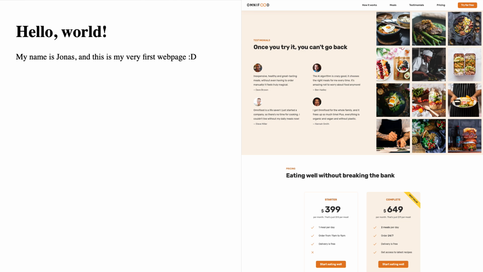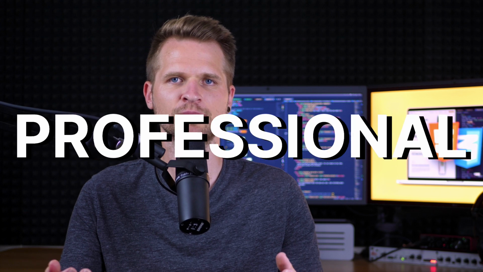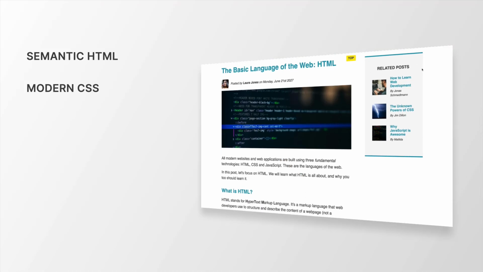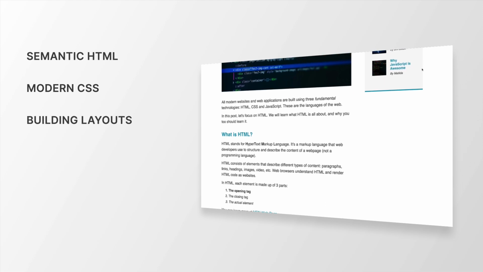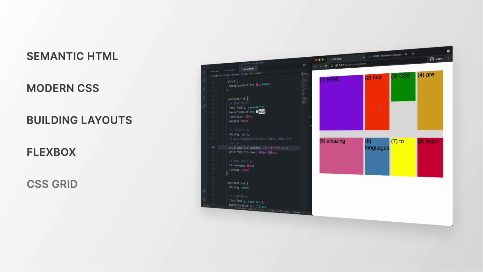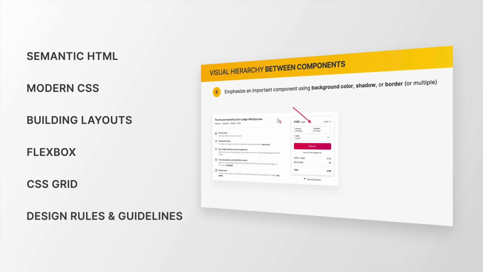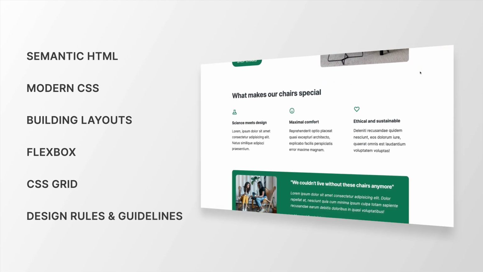So the goal of this course is to take you step by step from a complete beginner all the way to building real-world websites, while using tools and technologies that professional developers use every single day. Now, in order to build real-world websites, you will learn real-world skills, starting with the basics of semantic HTML, modern CSS, and building layouts using tools like Flexbox and even CSS Grid. You will then learn easy-to-use design guidelines so that you become one of the few developers who can also design.